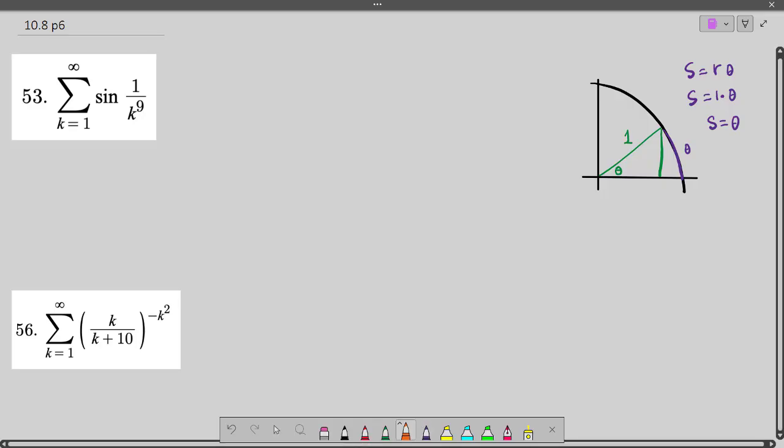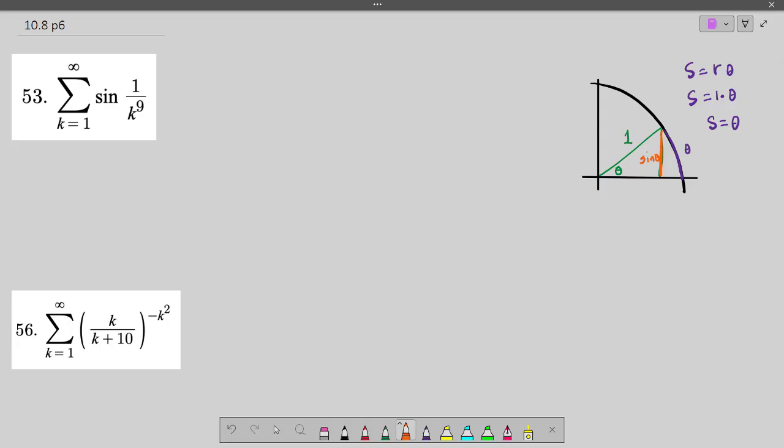Isn't this vertical line right here sine of theta? Right? So what is this inequality? If we look at the inequality between these two, so theta in our case is 1 over k to the 9th. So as theta is going to 0, isn't it true that theta is always bigger than sine theta? Right? That arc is longer than the straight line down. Right? You can see it visually.